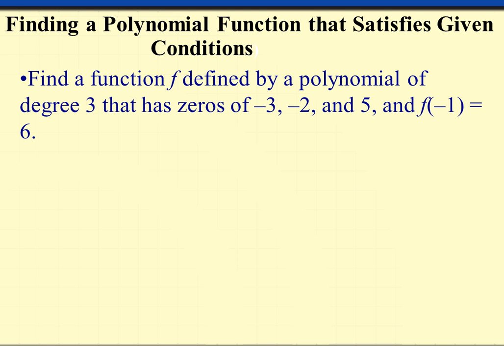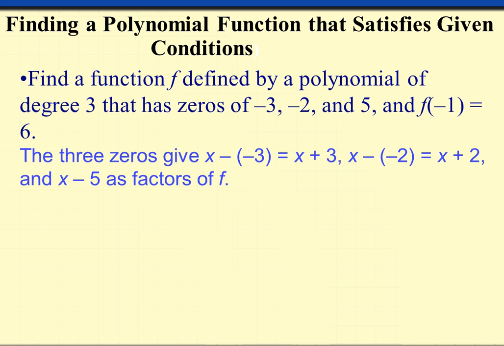So how do we approach this problem? Well, the first thing is remember what we said in the beginning: if k is a 0, then x minus k is a factor. So here we have -3 is a 0, so x minus -3 is a factor, and of course that's x plus 3. So x plus 3 is a factor.